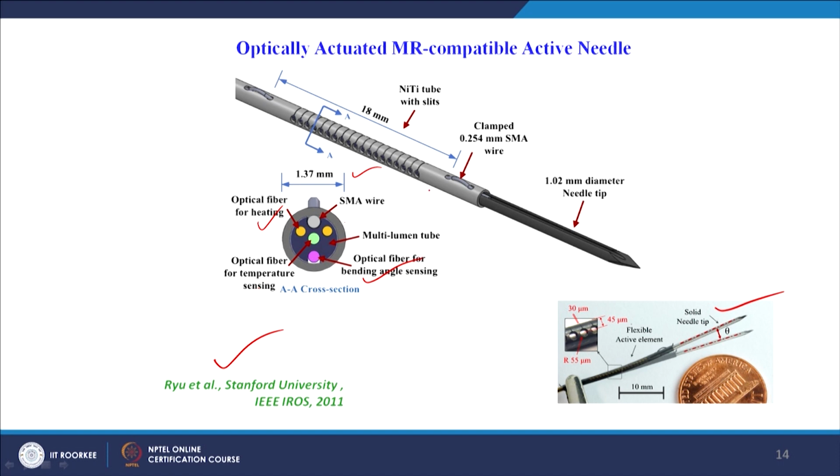This is actuated by the SMA wire, that is, a shape memory alloy wire actuator, and this is an optically actuated MR compatible active needle proposed by Roorkee.